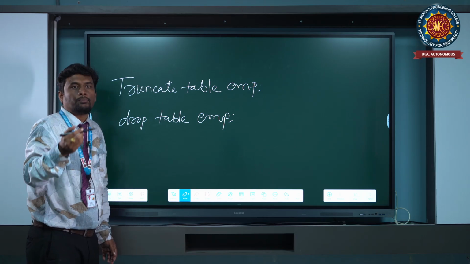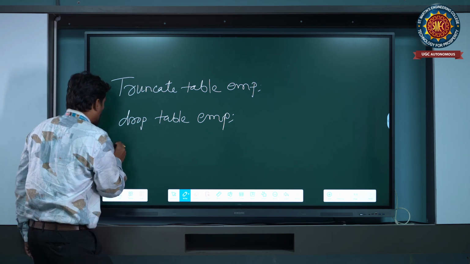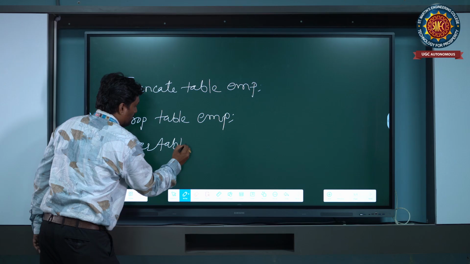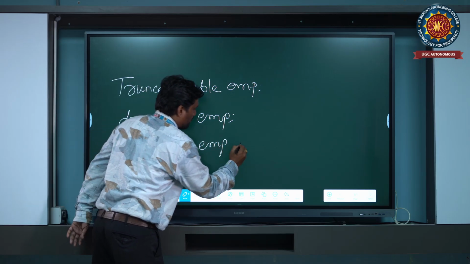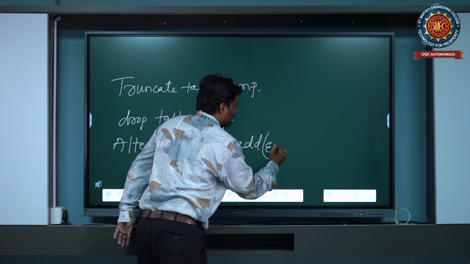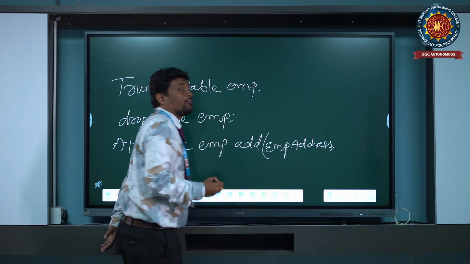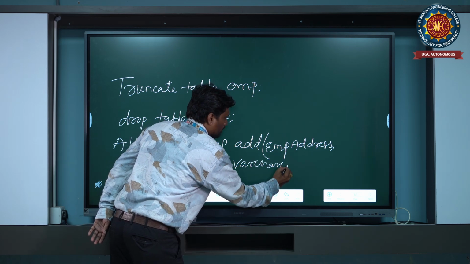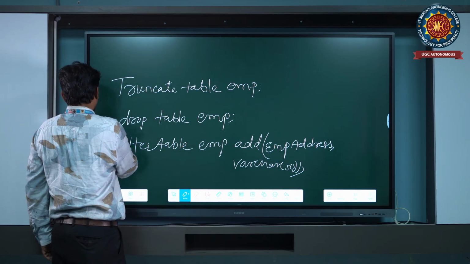Suppose I have EMP ID, EMP name and EMP age. I need EMP address, to add one more column. See how to do ALTER TABLE. The table name is EMP. ADD another column, the column name is EMP address. The data type of EMP address is VARCHAR 50. This is the ALTER, adding the column.